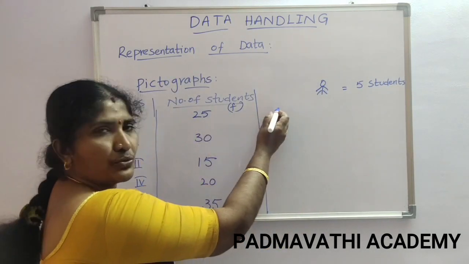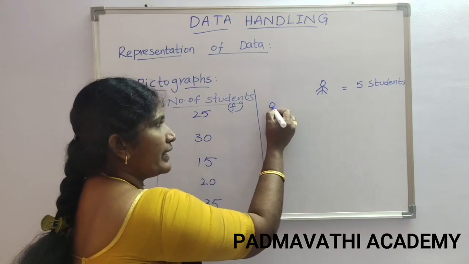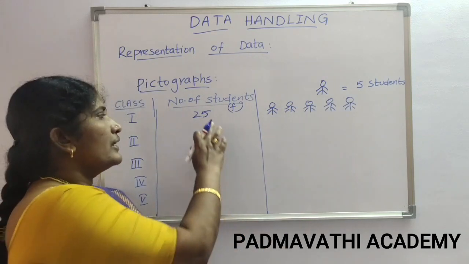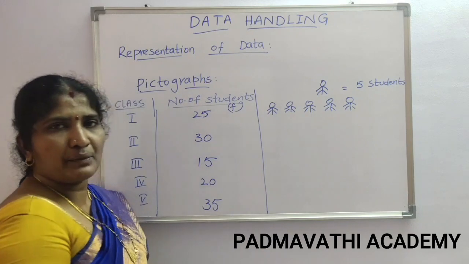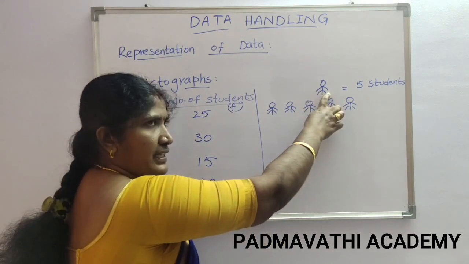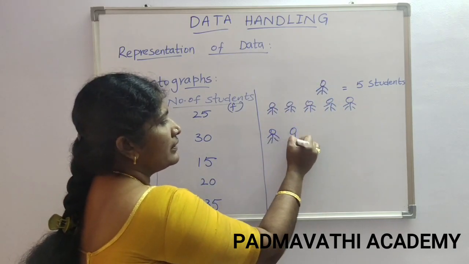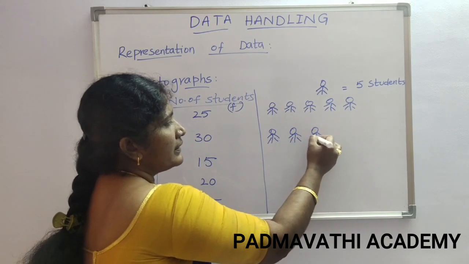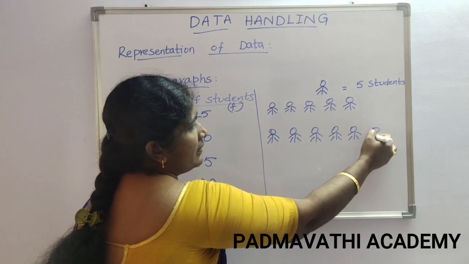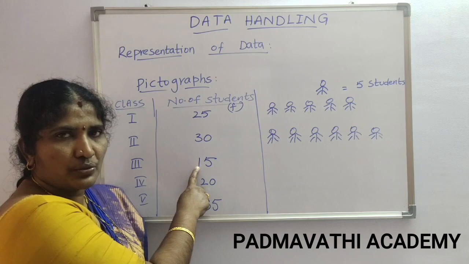Now how can you represent 25 students? 5 5s are 25. So to represent 25, you want to draw 5 student pictures. Simply, out of 25, we used only 5 pictures and represented. Coming to 30, we want to take 5, 5, 6. 6 student figures we want to draw. 1, 2, 3, 4, 5 and 6. 6 5s, 30.